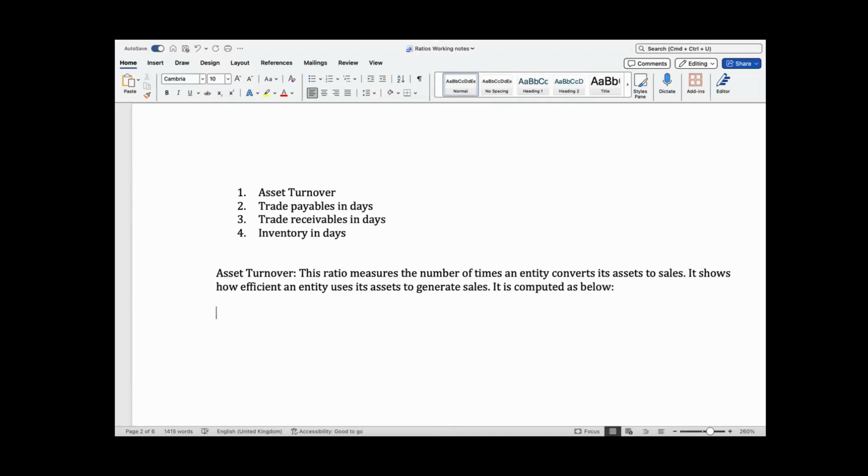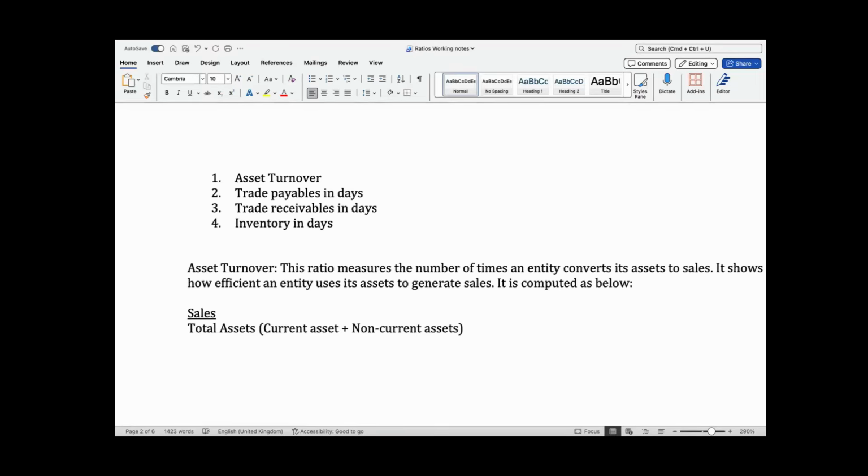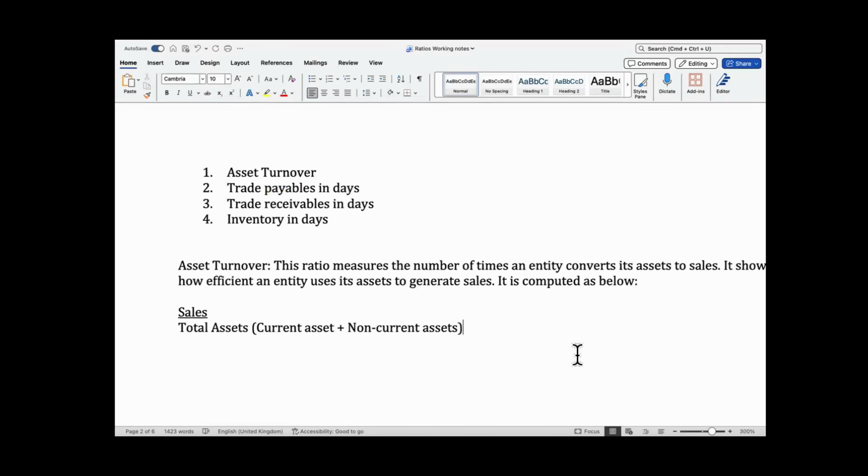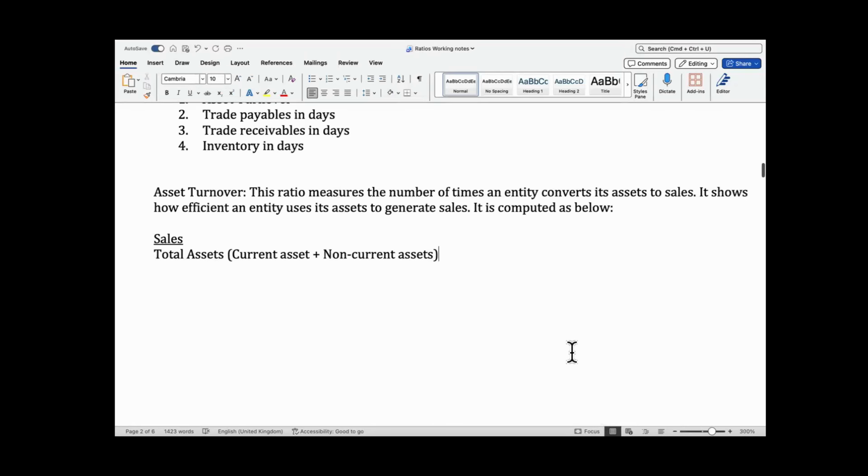It's computed as your sales over total assets. And you know that your total assets is your current assets plus your non-current assets. So this will give you the number of times an entity uses its assets to generate sales.